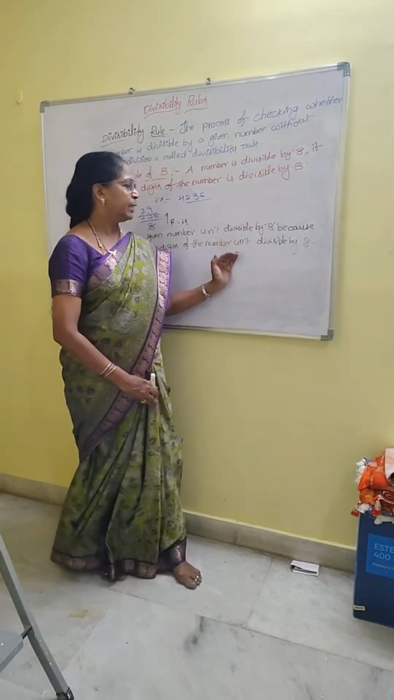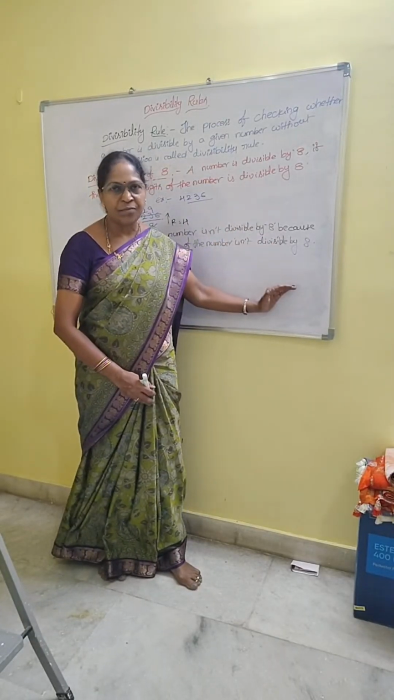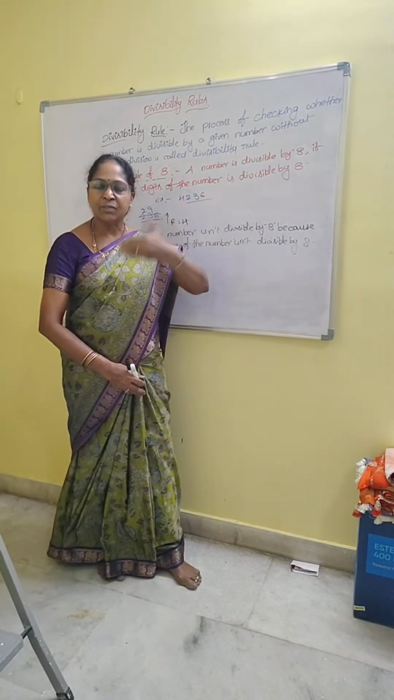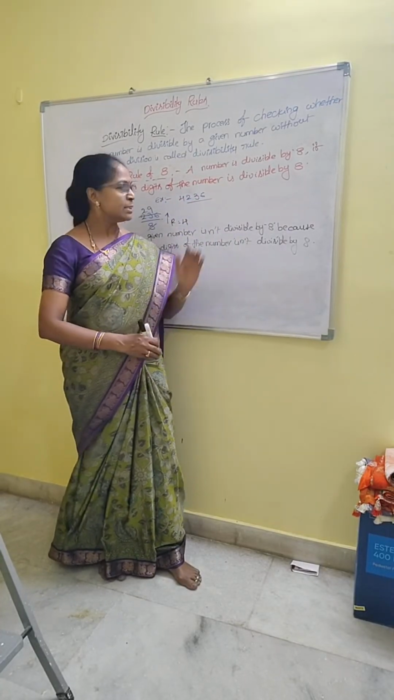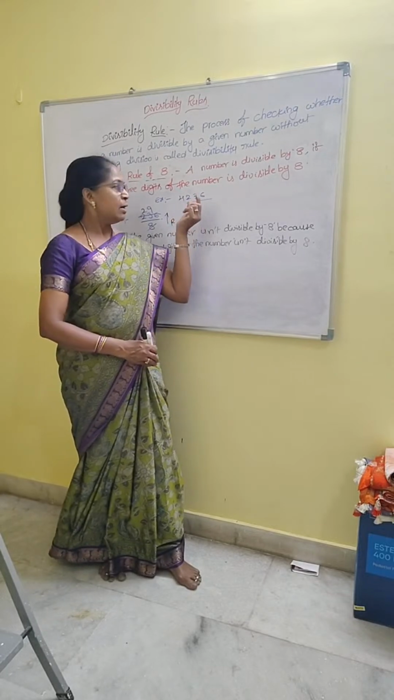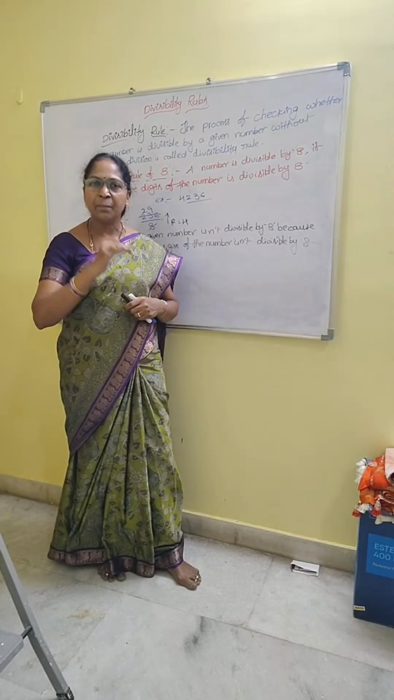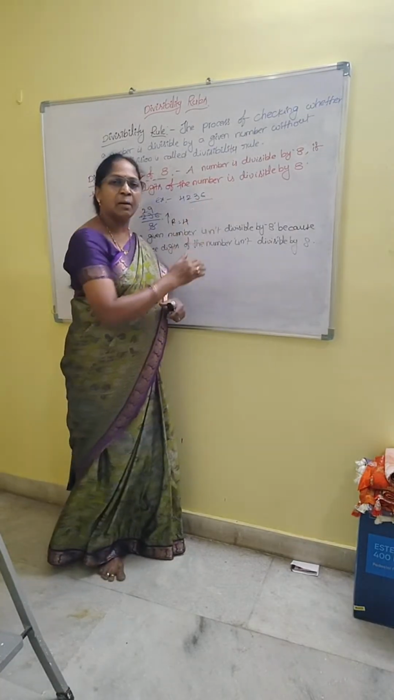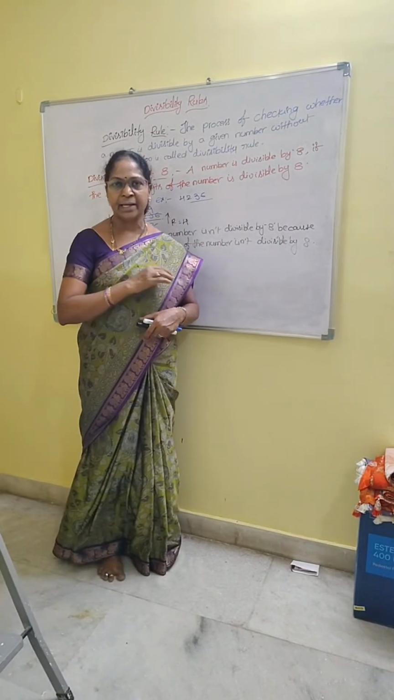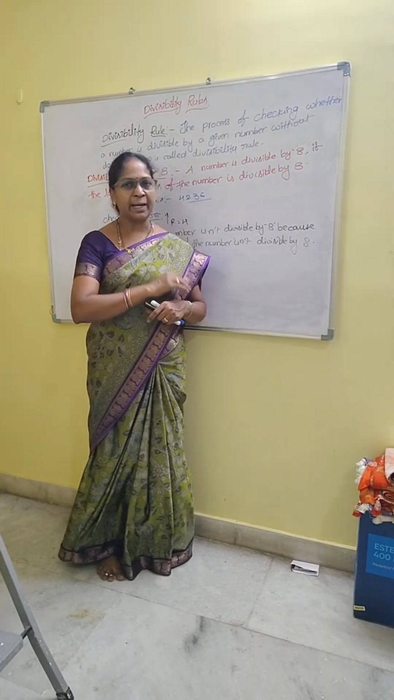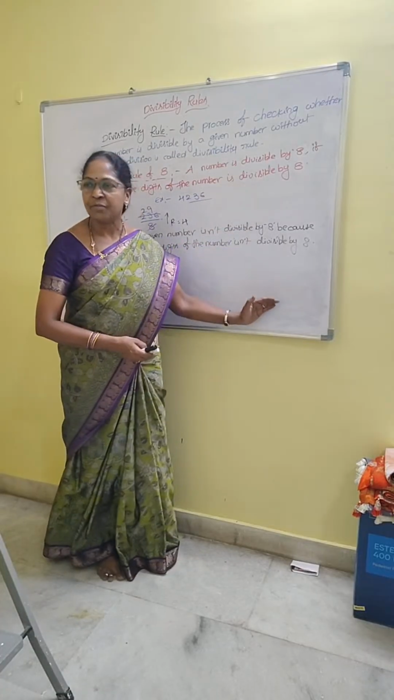Yes. See, this is the divisibility rule of 8. How can you say the given number is divisible by 8 or not? Here you have to consider the last three digits of the number. If the number formed by the last three digits is divisible by 8, then only you can say the given number is divisible by 8. That is the divisibility rule of 8.